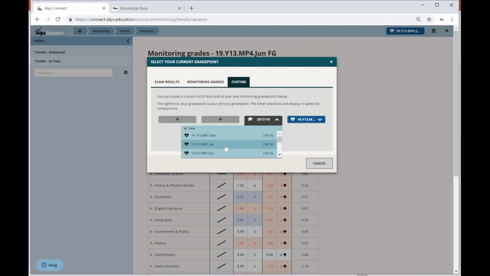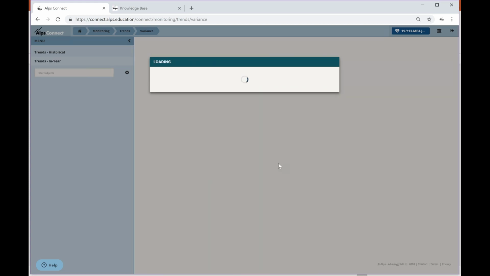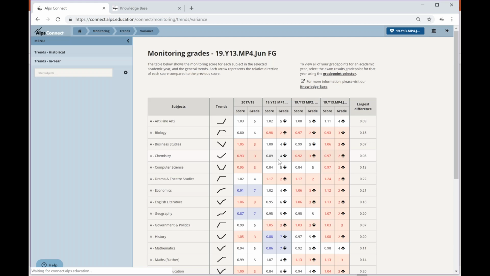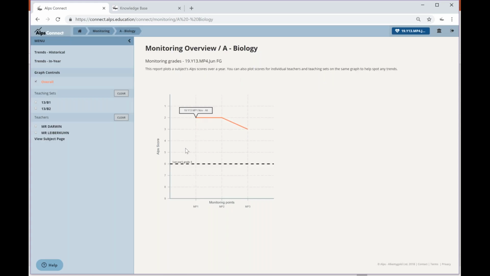If I just put MP 1, 2, and 3 on here, and then put that 2017-18 on that one, then again I can very much see that's their start, that's last year's start point, and I can then start to see trend lines. If I go into biology now with that 2017-18 showing, it shows me last year's grade, and you can just see how much higher they are predicting than they got last year. It's just there for you to be aware of and ask questions, whether you're a senior leader or a subject leader. I think it's important that you have a look.